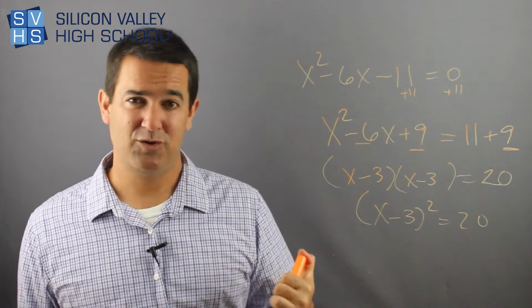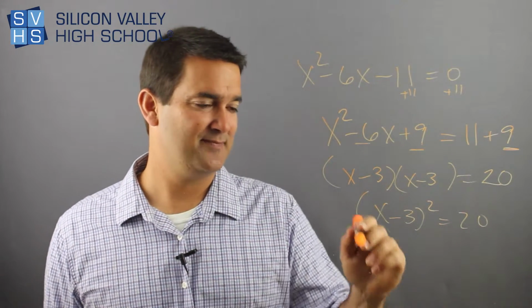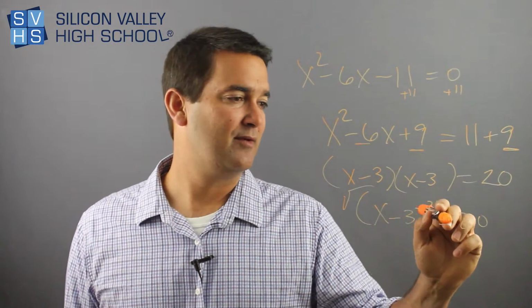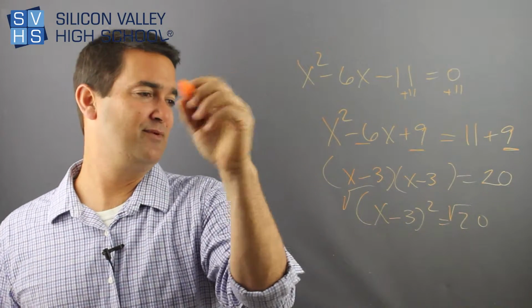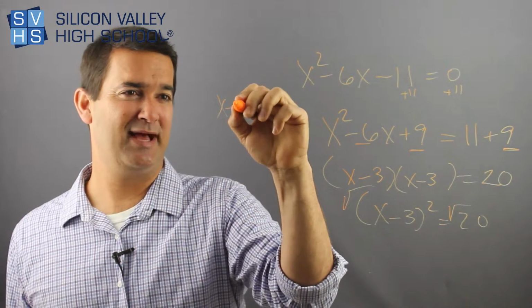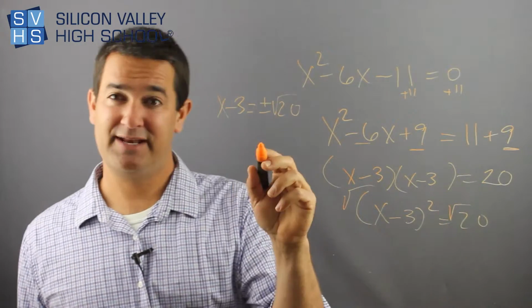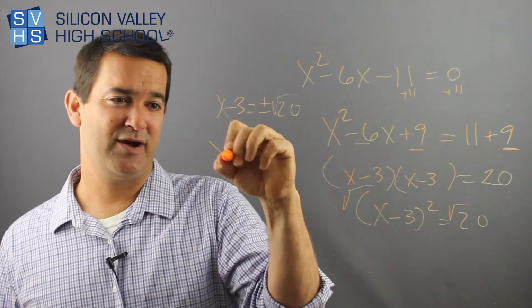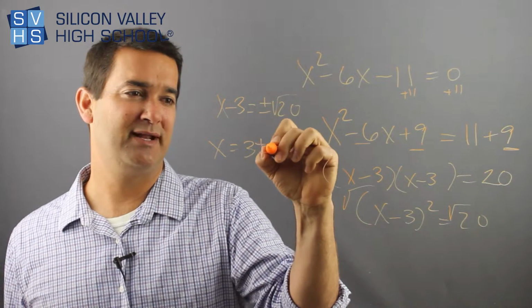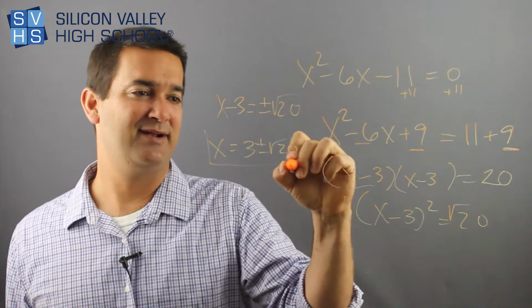And now is the cool part where you're going to root both sides. Okay, now you have root. So then you end up with x minus 3 equals plus or minus root 20, excuse me. Plus or minus root 20. Now you add your 3 over, x equals 3 plus or minus root 20. And that is your answer.